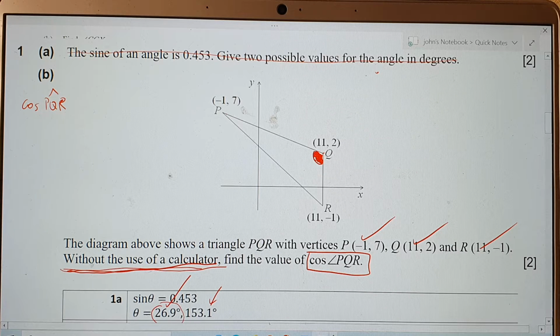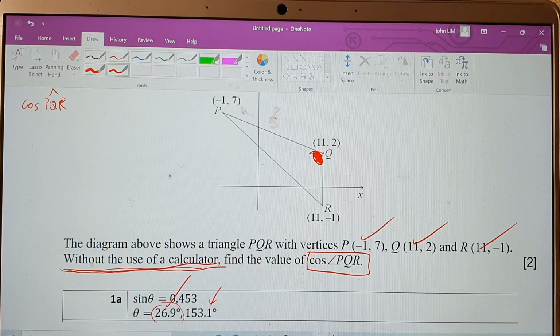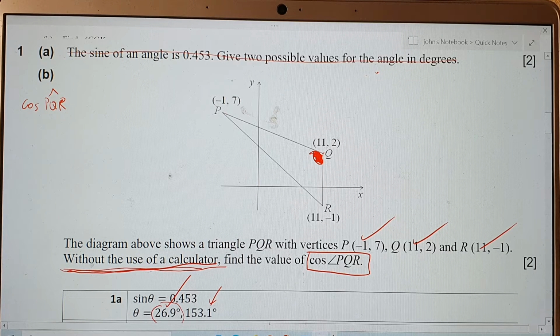The problem is that this triangle that PQR belongs to, this blue triangle, is not a right angle triangle. So if it's not a right angle triangle, you would say, oh, then I use sine rule, cosine rule. But cannot.